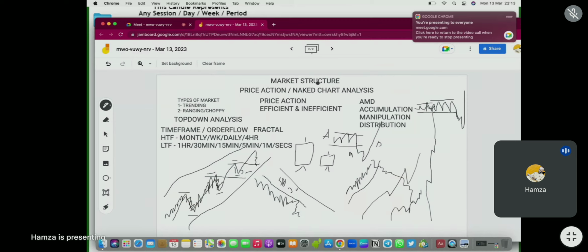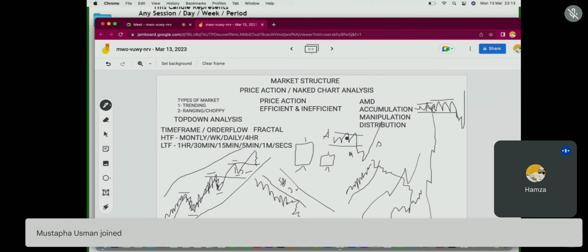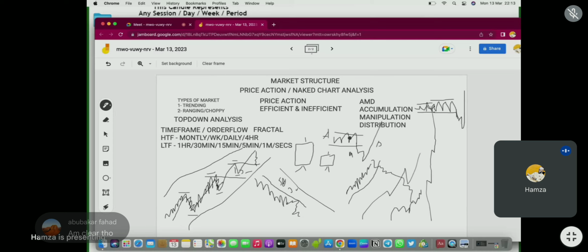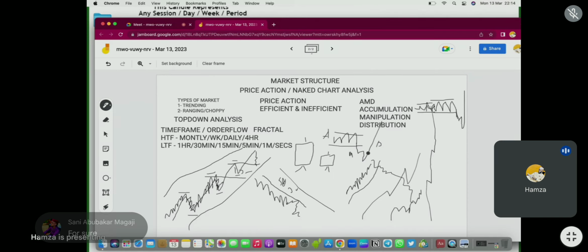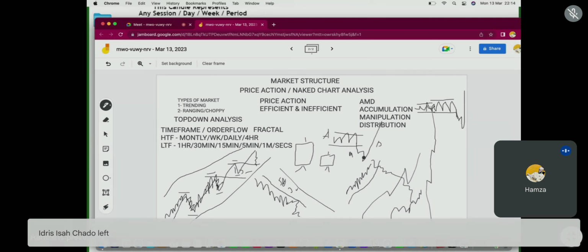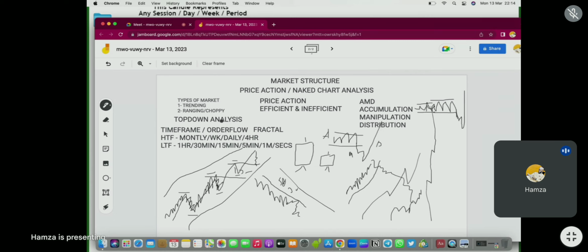Now, at any given time, price is in either of these phases. Either price is accumulating, ranging, moving within a range, or price is trying to make a manipulation to give us a false signal, to deceive us, or price is in a phase to distribute. So, of course, the concept of order flow would come back again, because buying and selling is simply orders. You buy, you sell, order, buy, sell, order.